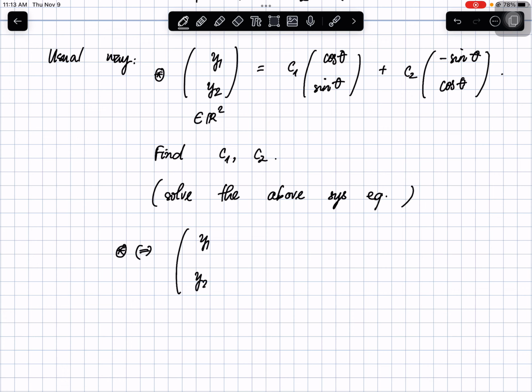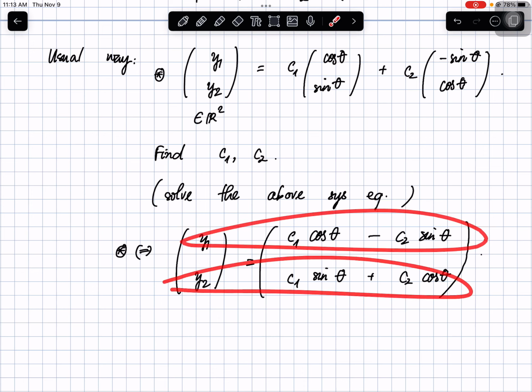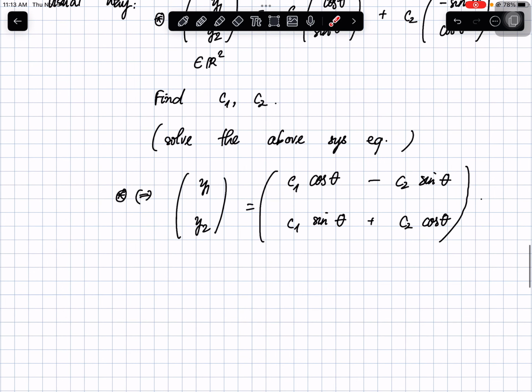y1, y2 equals C1 cosine theta minus C2 sine theta, C1 sine theta plus C2 cosine theta. Right, we have a system of two equations. First equation, second equation. Two variables C1, C2, right? We can do Gauss elimination or anything. Examples.